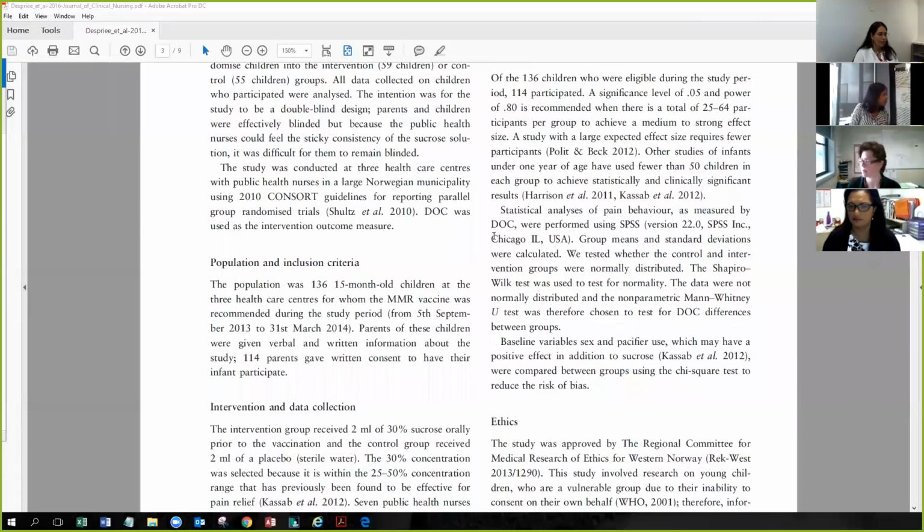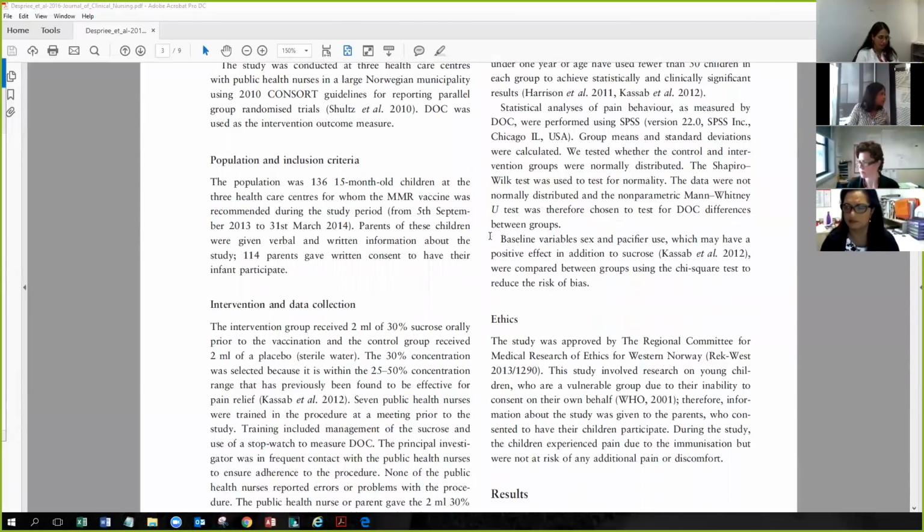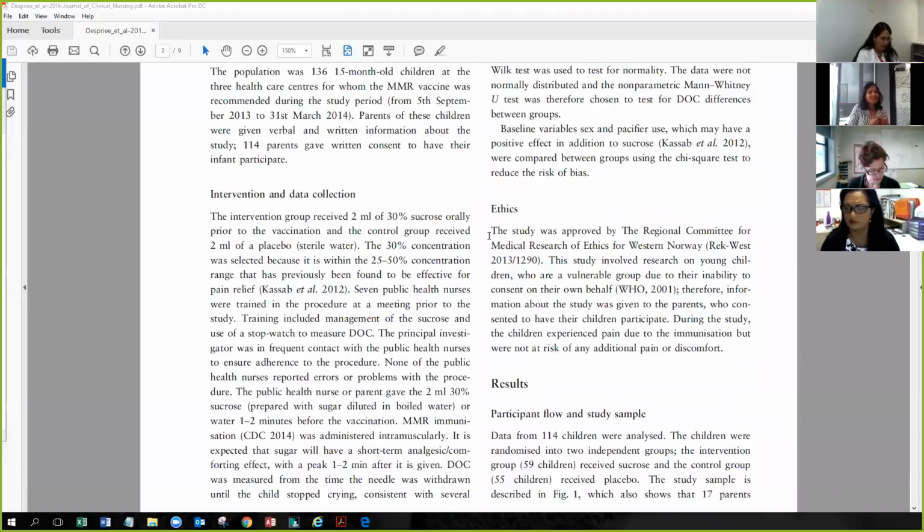Can everyone see the article there? We're looking at the DISPRE practice article here. Now we're looking at results, section 3A. How was the data analyzed, and was it appropriate for the study? Okay.